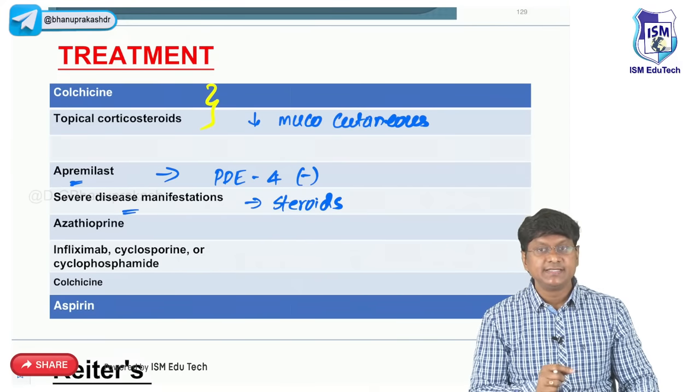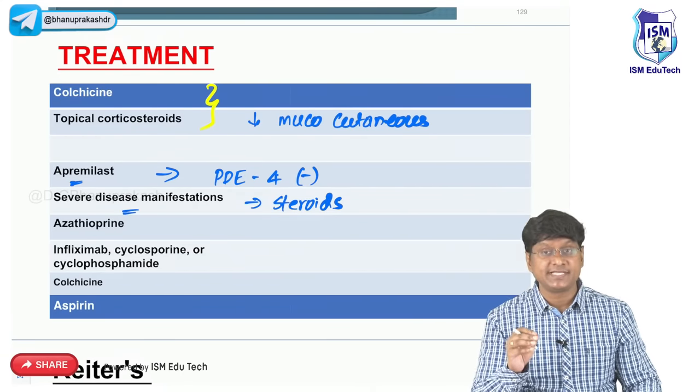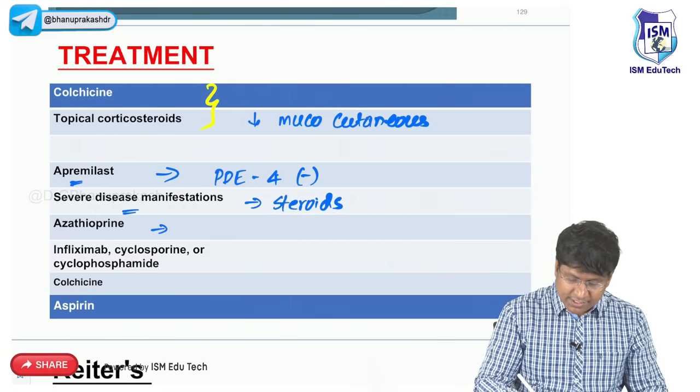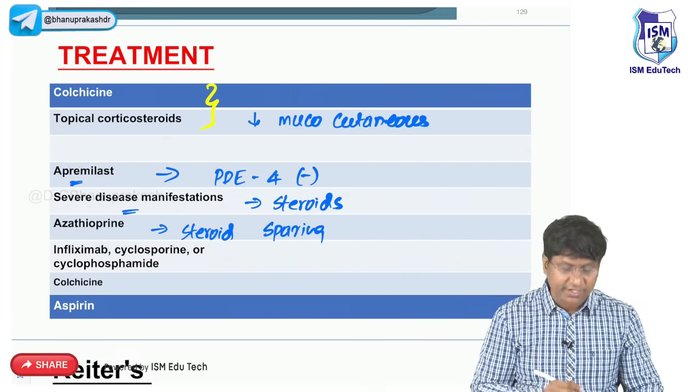Then we give steroids. Then coming to your azathioprine. When will you give azathioprine? Azathioprine is an effective steroid sparing agent. So suppose the individual is developing the features of Cushing's, then we need to stop the steroids, and we need to give azathioprine.